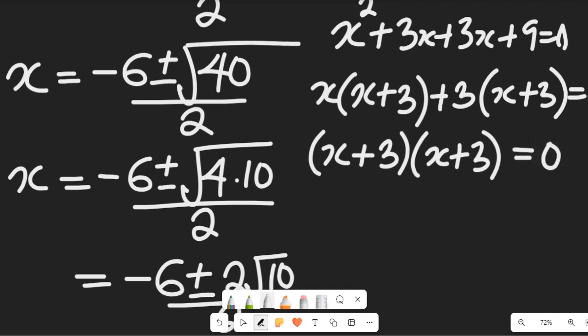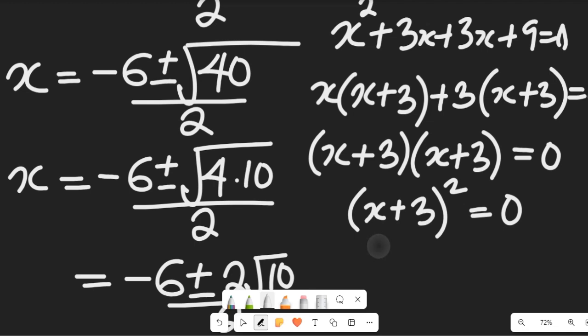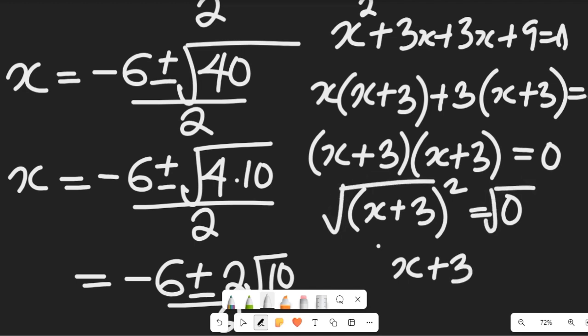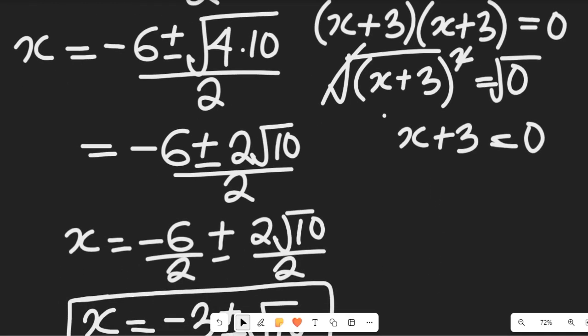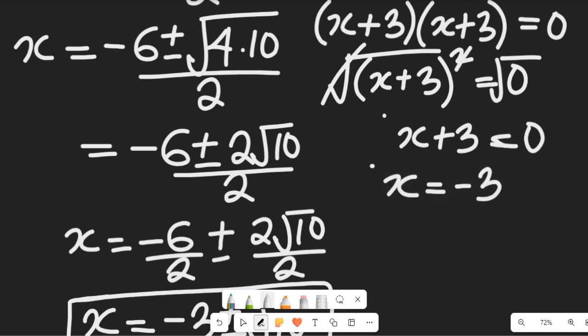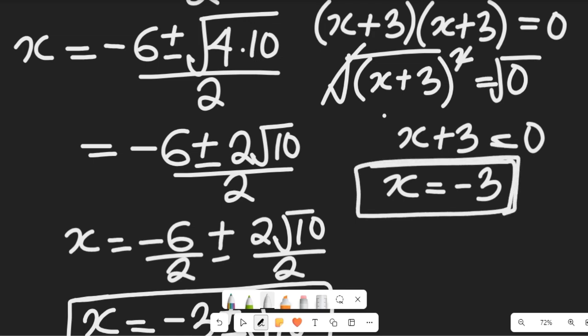From this expression, we can simply see that we'll have x plus 3 all squared, and this is equal to 0. So if we square root both sides, the square root will clear the square, and our x plus 3 will be equal to 0. So from that expression, the value of our x will be equal to negative 3. So we have a value for x, and the value of our x is negative 3.